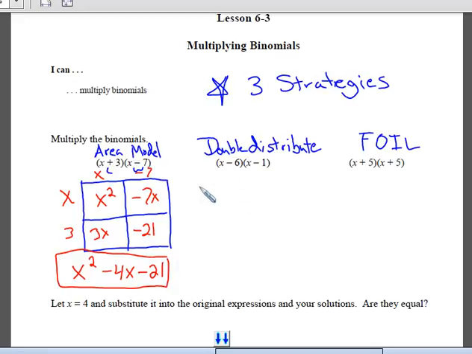Double distribute looks like this. And again, I'll explain what it means in just a little bit. But basically, since we have 2 binomials, I'm going to do the distributive property twice, double it. So it's going to look like this. And when I'm done, I end up with a final answer of x squared minus 7x plus 6.